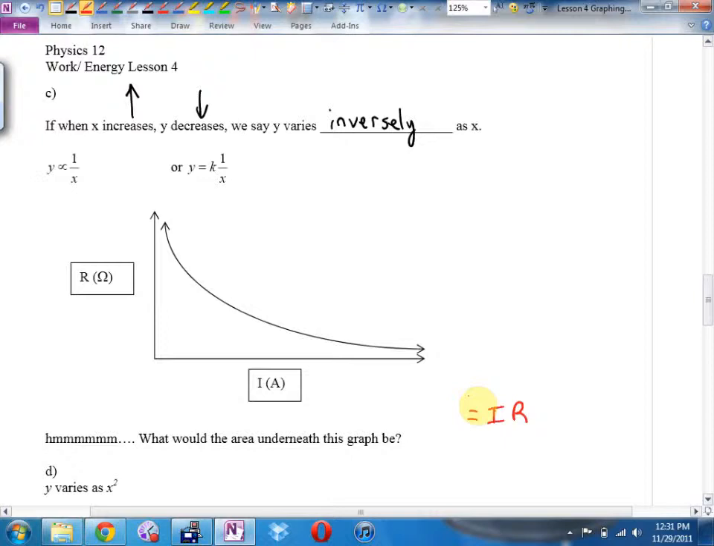Sometimes you see this one, y varies as x squared. In fact, you looked at it an awful lot in Math 11. It's a good old parabola. d equals v_i t plus a half a t squared. Parabola. Oh, kinetic energy equals a half m v squared. It's a parabola. There'll be a few more that show up this year.